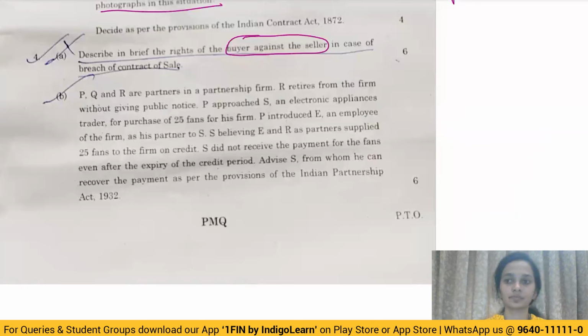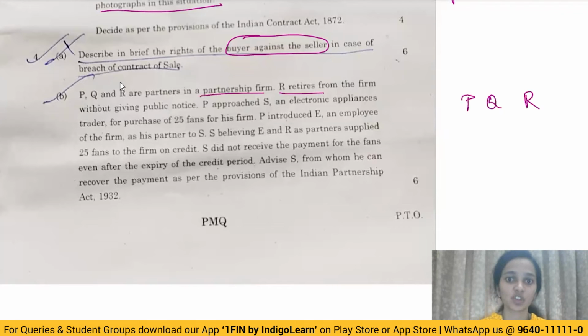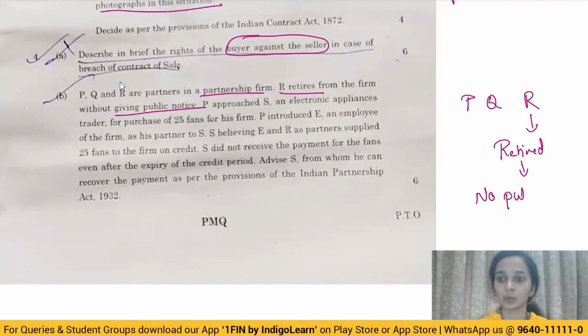Let's start with the next question. P, Q, and R are partners in a partnership firm. There are three partners, out of which R retires without giving a public notice. P approached S, an electronic appliances trader, for purchase of 25 fans for his firm. P introduced E, an employee, as his partner of the firm. So E here becomes a partner by holding out.